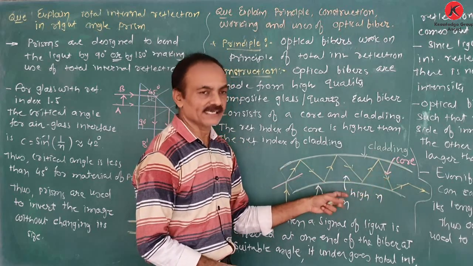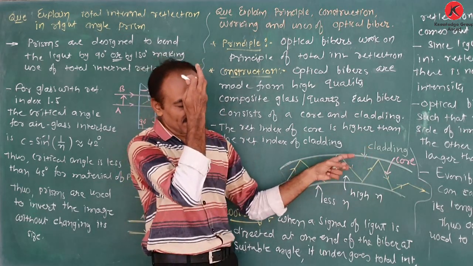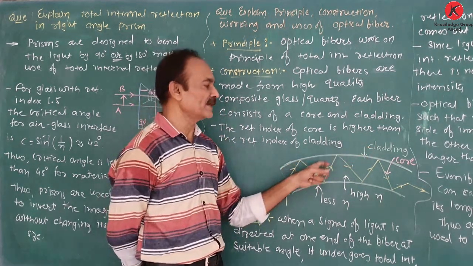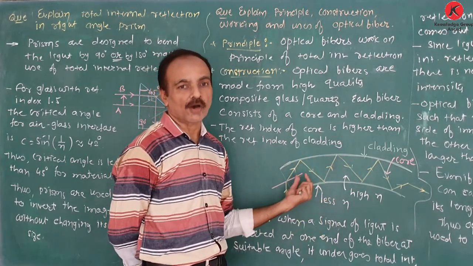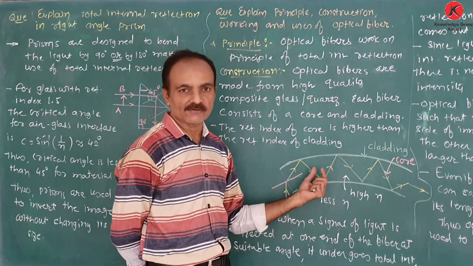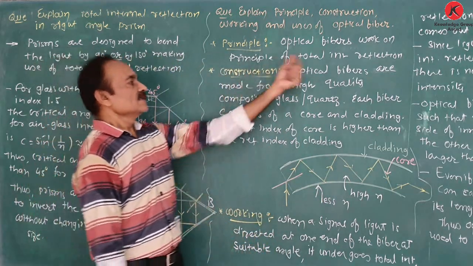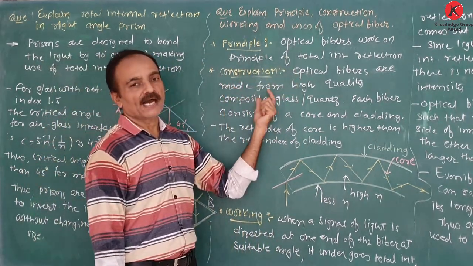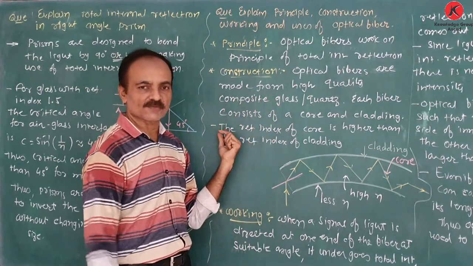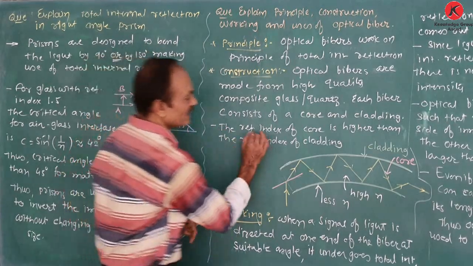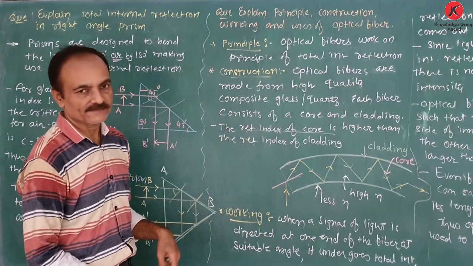Core has a higher refractive index compared to the cladding. That means the cover material has a lesser refractive index compared to the inside material. The reason is to prevent leakage of the incident light passing through the fiber optics. Again, optical fibers are made from high quality composite glass or quartz material. Each fiber consists of core and cladding. The refractive index of the core is higher than the refractive index of cladding. How does it work?